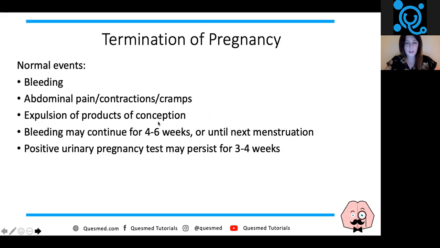It's important to counsel women on what will happen when they undergo a termination of pregnancy. She will experience bleeding, which will be heavier than a period. She will experience abdominal pain, contractions or cramps, and she will expel pregnancy tissue from her vagina. It's important to counsel her on what she's going to see and what size it's going to be, depending on gestation. Firstly, bleeding can continue for 4 to 6 weeks and it can actually run into the next period. A positive urinary pregnancy test can persist for up to 3 to 4 weeks.